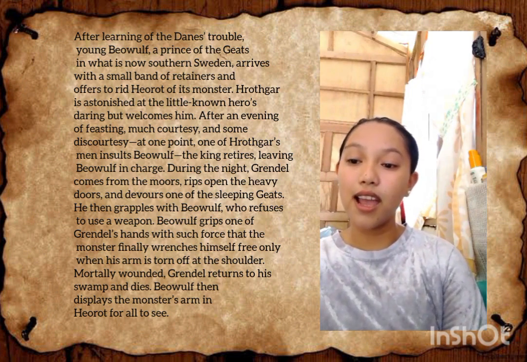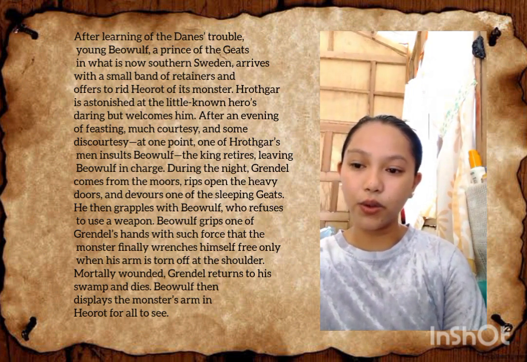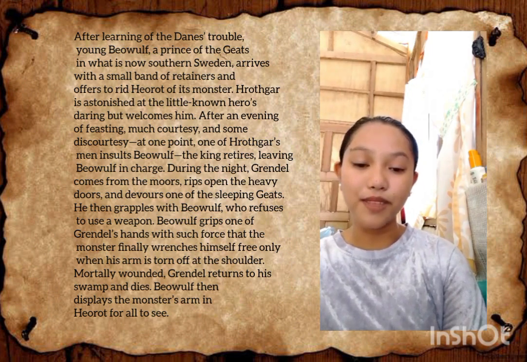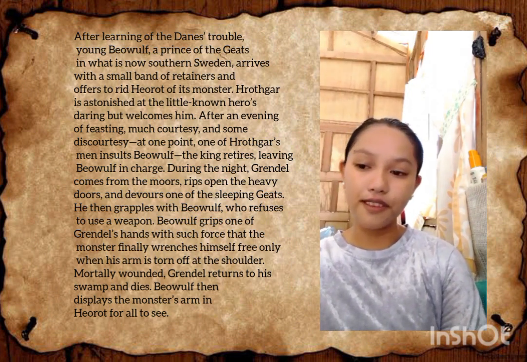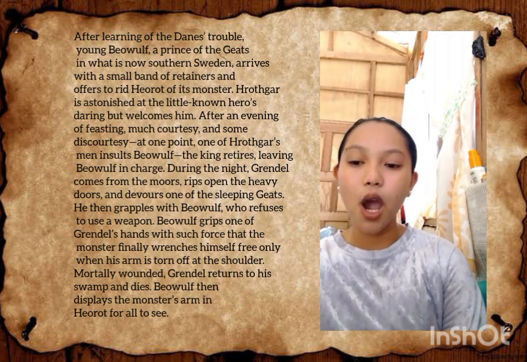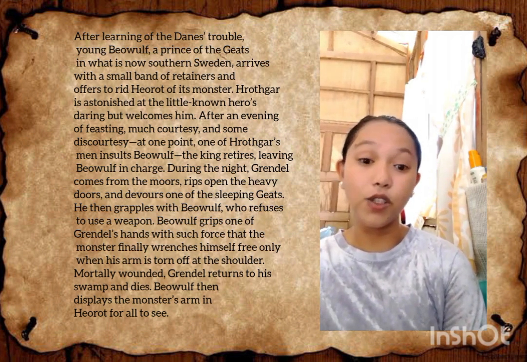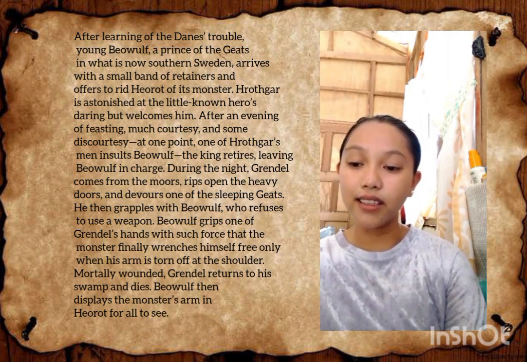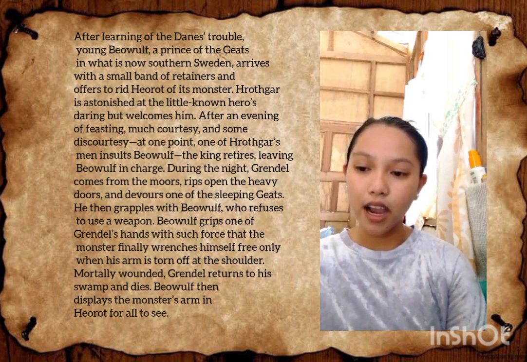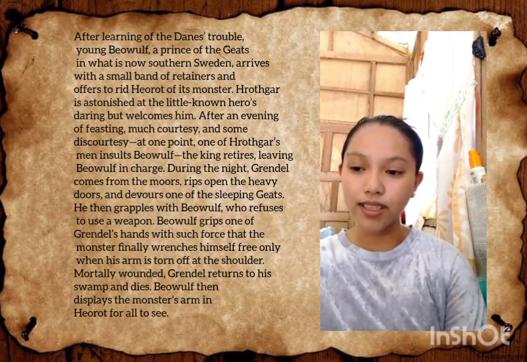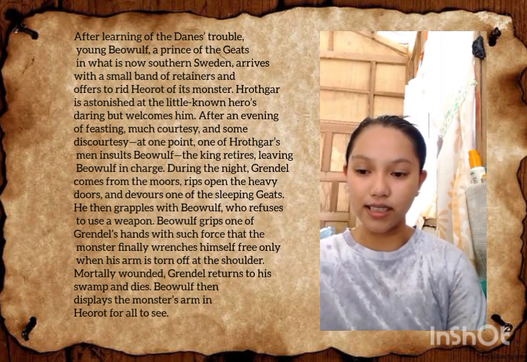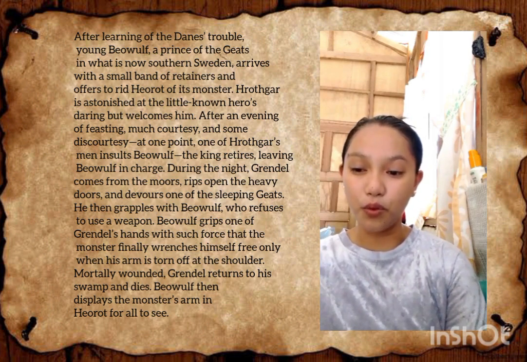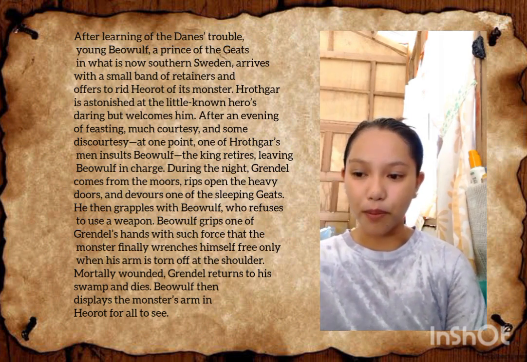Hrothgar is astonished at the little-known hero's daring, but welcomes him. After an evening of feasting, much courtesy and some discourtesy, at one point one of Hrothgar's men insults Beowulf. The king retires, leaving Beowulf in charge. During the night, Grendel comes from the moors, rips open the heavy doors, and devours one of the sleeping Geats. He then grapples with Beowulf, who refuses to use a weapon.